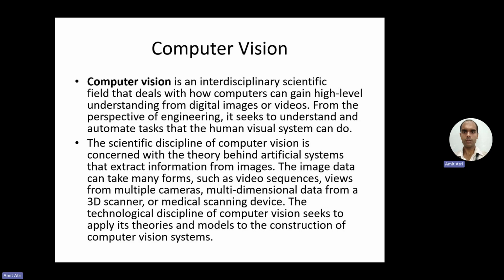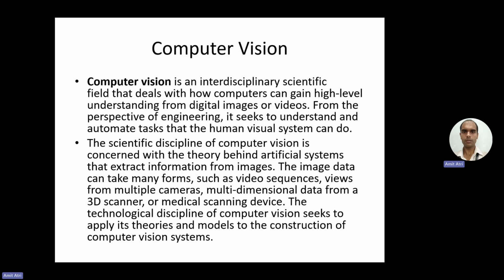It is an interdisciplinary scientific field that deals with how computers can gain high-level understanding from digital images or videos. This is comparable with human vision, as there also we have images in our eyes, and from that we get some information or high-level understanding. From the perspective of engineering, it seeks to understand and automate tasks that the human visual system can do. This is similar to the human visual system. Our automated system is capable of performing the task.